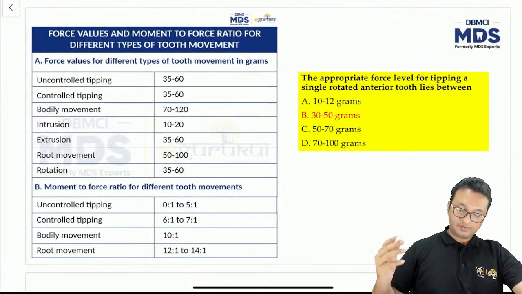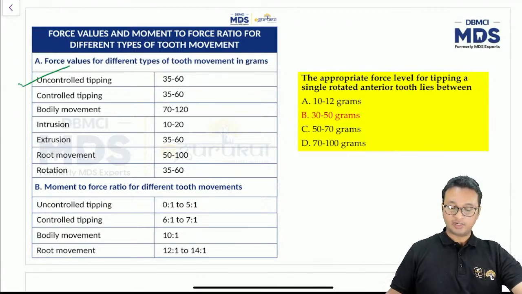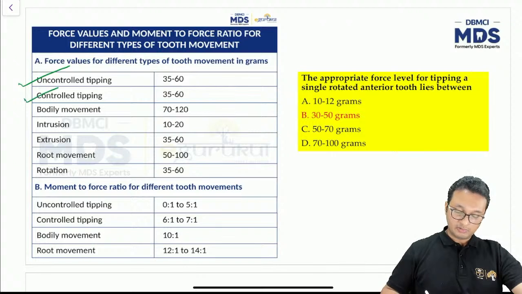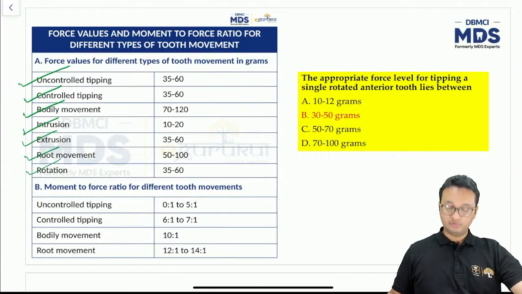Now, different force values for different types of tooth movements. For uncontrolled tipping, we have 35 to 60 grams. Controlled tipping, again 35 to 60 grams. Bodily tooth movement, 70 to 120 grams. Intrusion, 10 to 20 grams. Extrusion, root movement, rotation, and certain moment to force ratios.